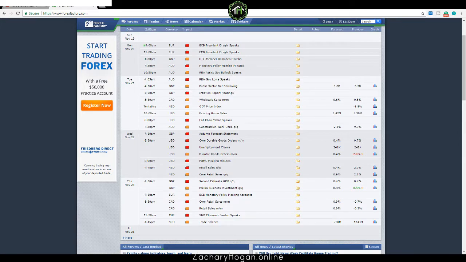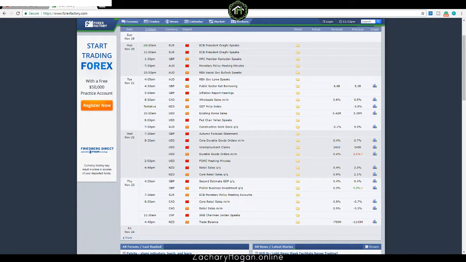We do have this British pound inflation report. And then in the evening, we have Yellen speaking, which is going to influence the US dollar. Wednesday, we do have our standard news with the unemployment claims and this monthly core durable goods order report that's going to be influencing the market in some sort of way. And then in the afternoon, we do have meeting minutes.